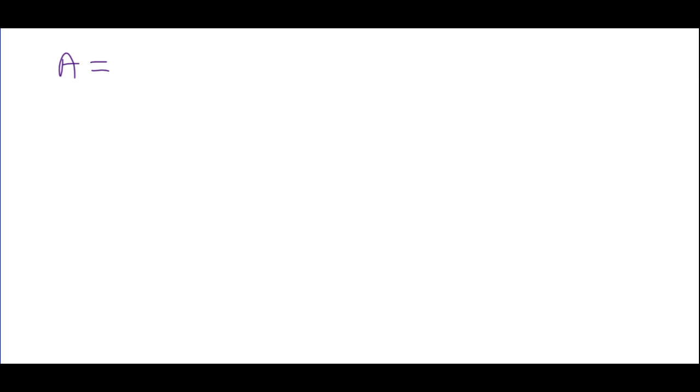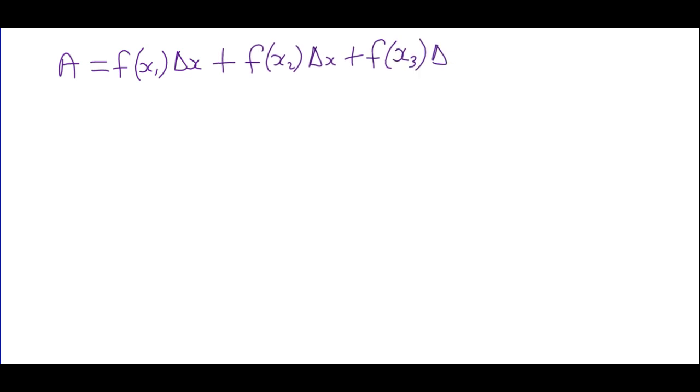All right, so right underneath that, the area of rectangle 1 is the height of rectangle 1 times the width, right? Length times width. So we're using height, so it's f of x1, because that's the height of the first rectangle, times delta x. The area of rectangle 2 is f of x2 delta x. F3, rectangle 3. And we end with the area of rectangle n, which is f of x sub n delta x.